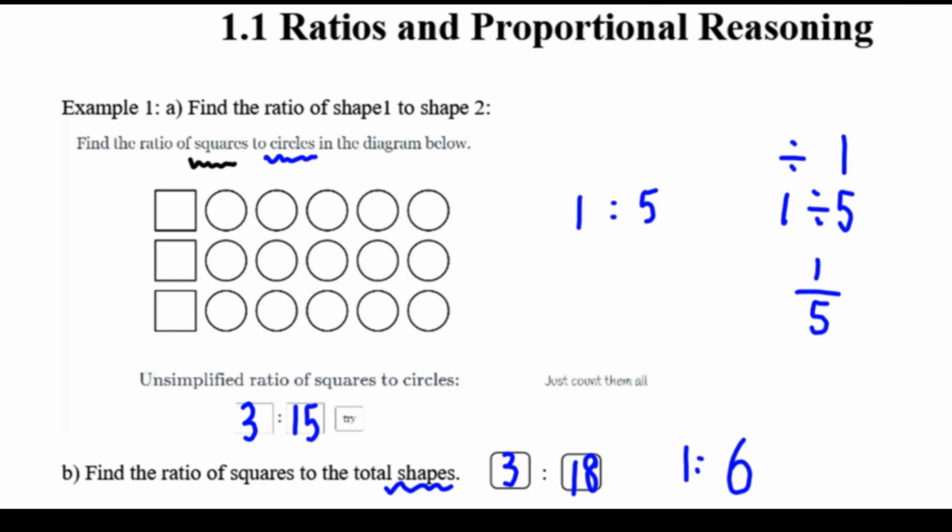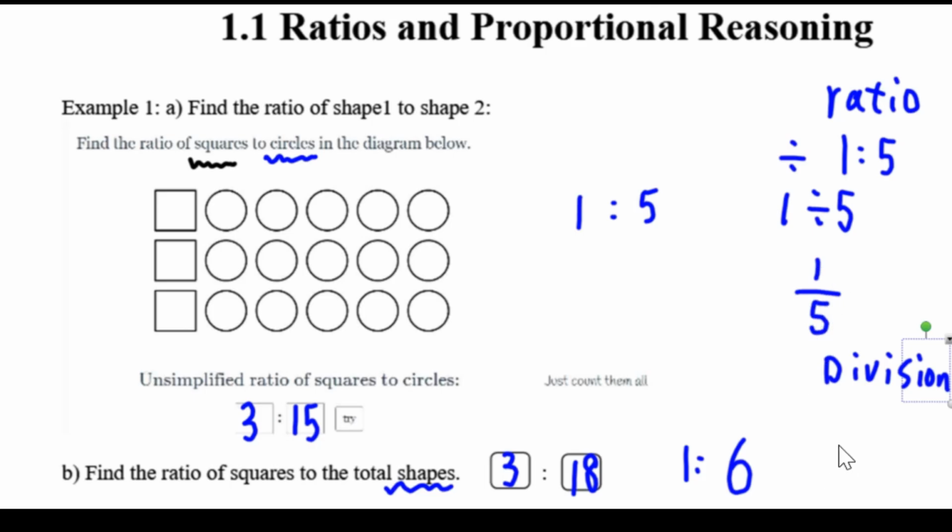So this one, 1 colon 5, is equivalent to 1 divided by 5, 1 over 5. All of them represent the ratios. Ratios means division. This means divide. And it's different from rate. Rate, we have units. Ratios, we have the same unit. So 1 shape divided by 5 shapes.